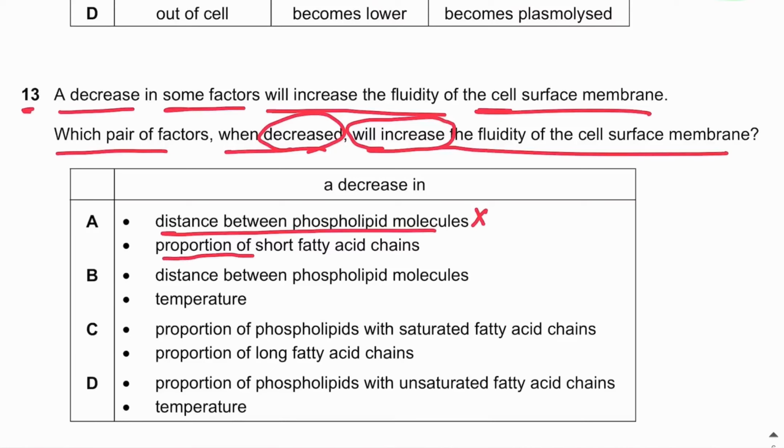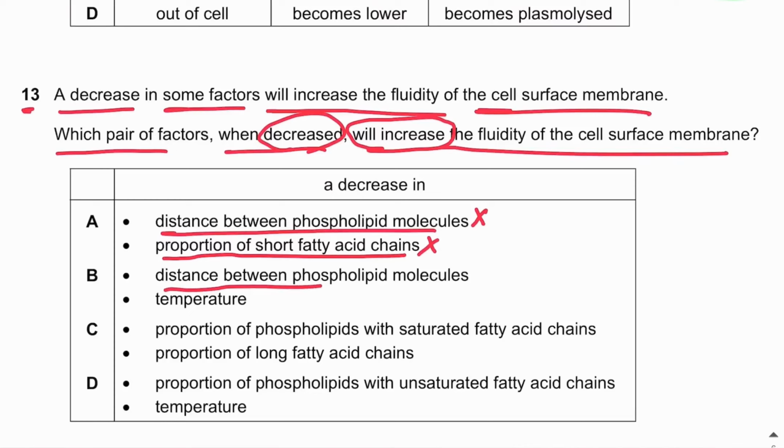Proportion of short fatty acid chains. So guys, if we decrease the proportion of short fatty acid chains, it means we are putting up long fatty acids. Long fatty acids, what they will do, they will further decrease the fluidity and not increase it.